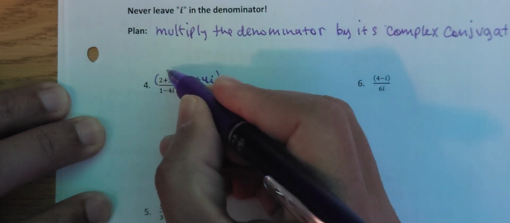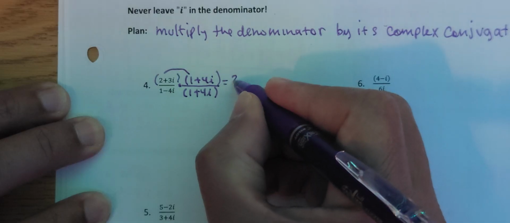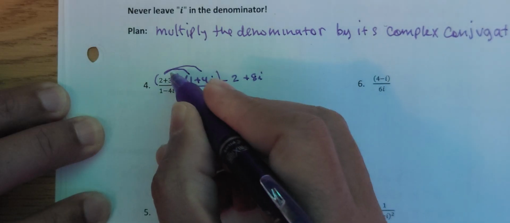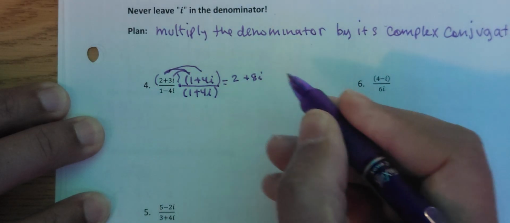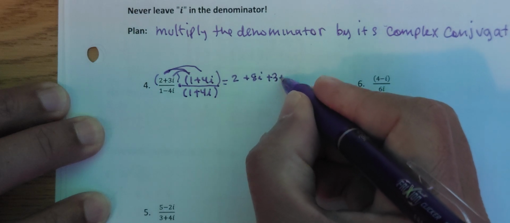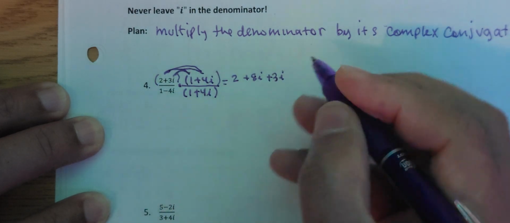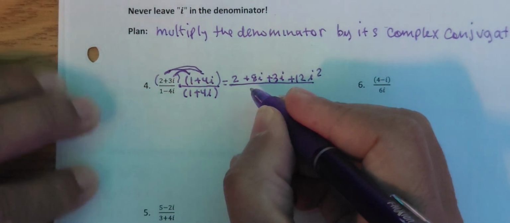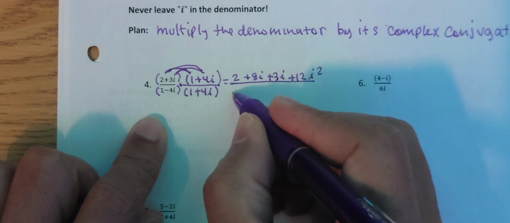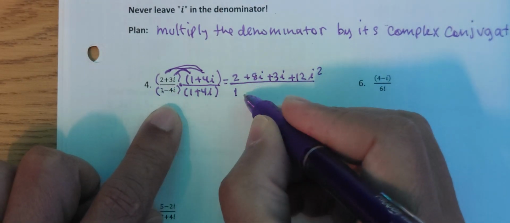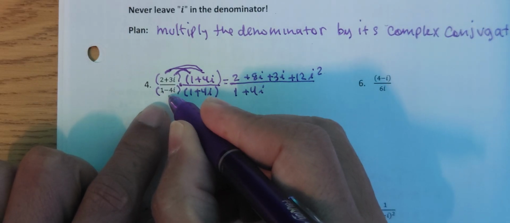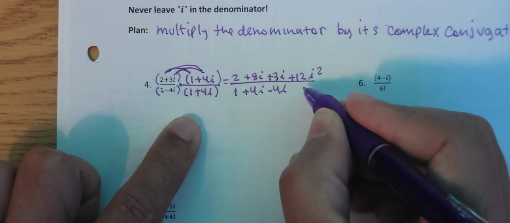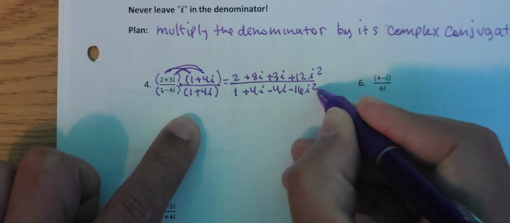So then I'm distributing: 2 times 1, that's 2. 2 times 4i, that's 8i. And then we go to 3i times 1, that's plus 3i. And 3i times 4i, that's plus 12i squared. That's the numerator. Denominator: when we multiply 1 times 1, that gives us 1. 1 times 4i, that's plus 4i. Negative 4i times 1, that's negative 4i. And negative 4i times positive 4i, that's negative 16i squared.